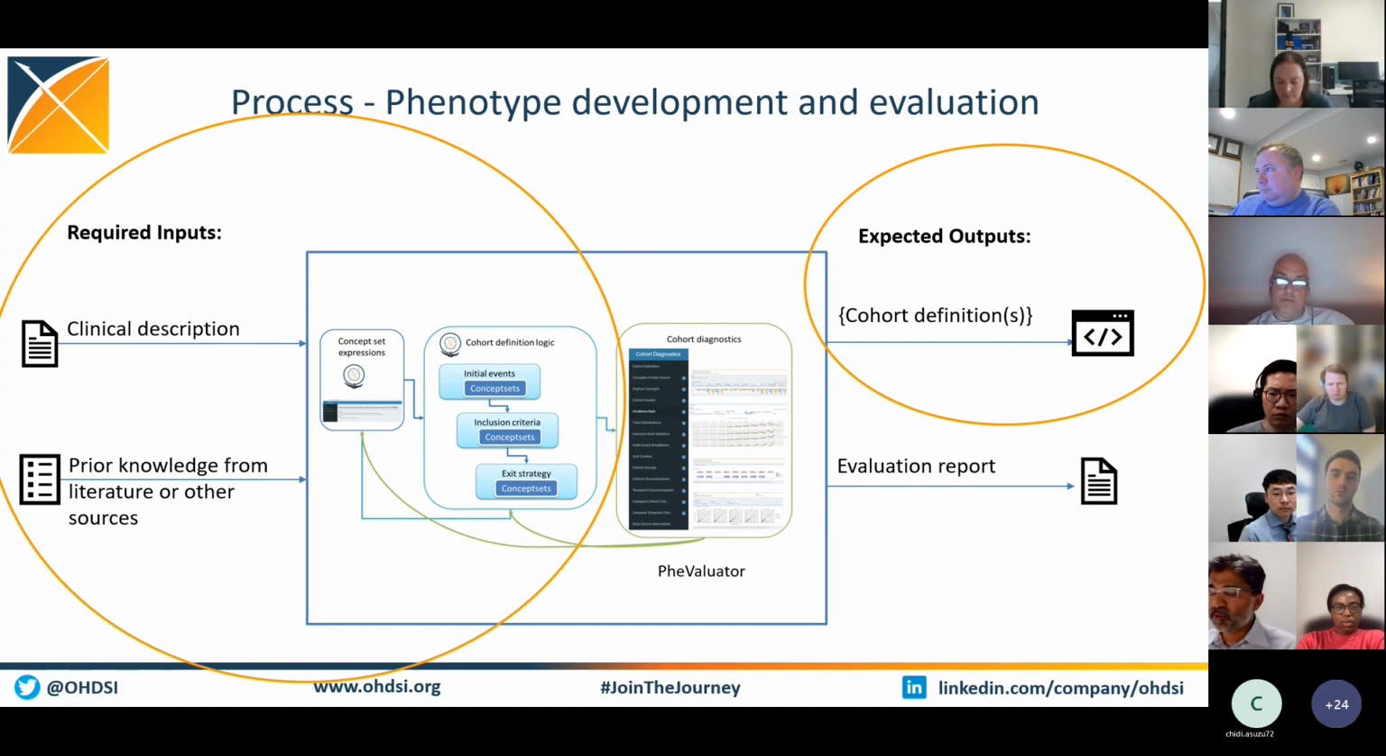Here, we're going to talk about the components that are part of these big circles here. On the left-hand side, we're going to talk about the required inputs, clinical descriptions, and prior knowledge. We are going to use the Atlas tool to build concept sets and cohort definitions. And on the right side, we're going to output certain cohort definitions. That's the scope of today's conversation for the outcome phenotype definition.